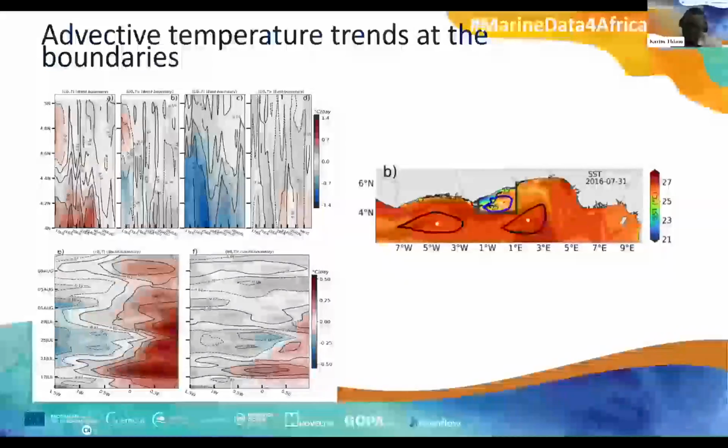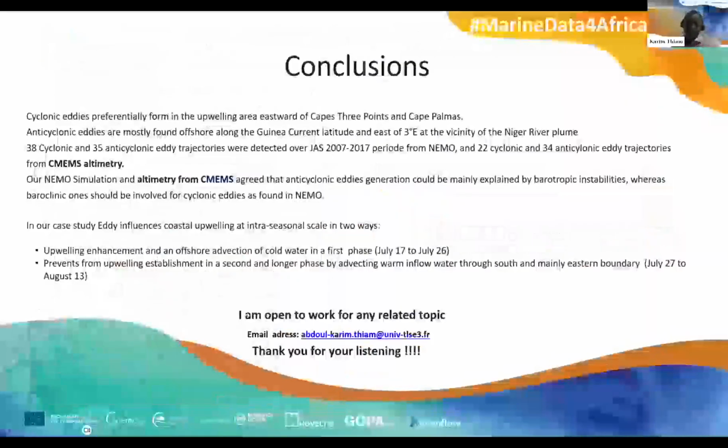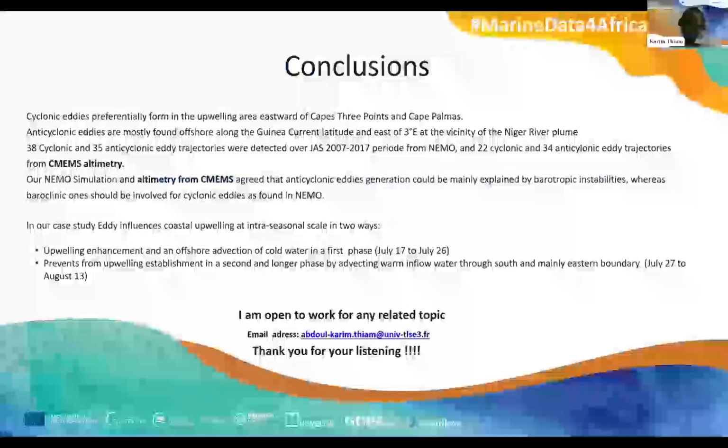And when we take the contribution of the eddies, we see globally a similar pattern, but globally it is a cooling phase. So in conclusion, cyclonic eddies preferentially form in the upwelling area eastward of Cape Three Points and Cape Palmas. And cyclonic eddies are mostly found offshore along the Guinean current latitude and east of 3 degrees in the vicinity of the Niger River plume.